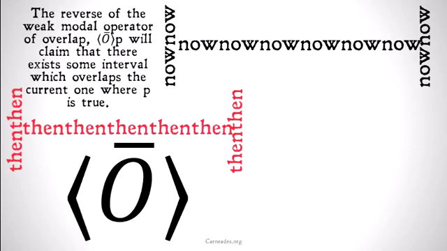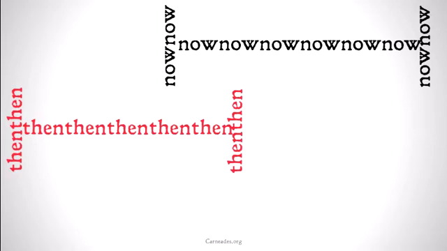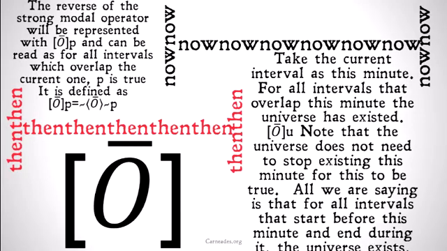So the reverse of the weak modal operator of overlap, O with the line over the top, P, will claim that there exists some interval which overlaps the current one where P is true. Some interval which started before this one and ends in the middle of this one for which P is true. If we were to take the current time interval as this century and claim that Saddam Hussein's life overlapped with this century, we could translate this as there exists some interval which started before this century and ended during this century for which Saddam Hussein was alive. Hopefully that makes sense. I will keep saying that at the end of every image because this is a really, really complicated concept in logic, and temporal logic was already a pretty complicated logic, so this is pretty tough. If you are following along, I'm very impressed. Give yourself a pat on the back.